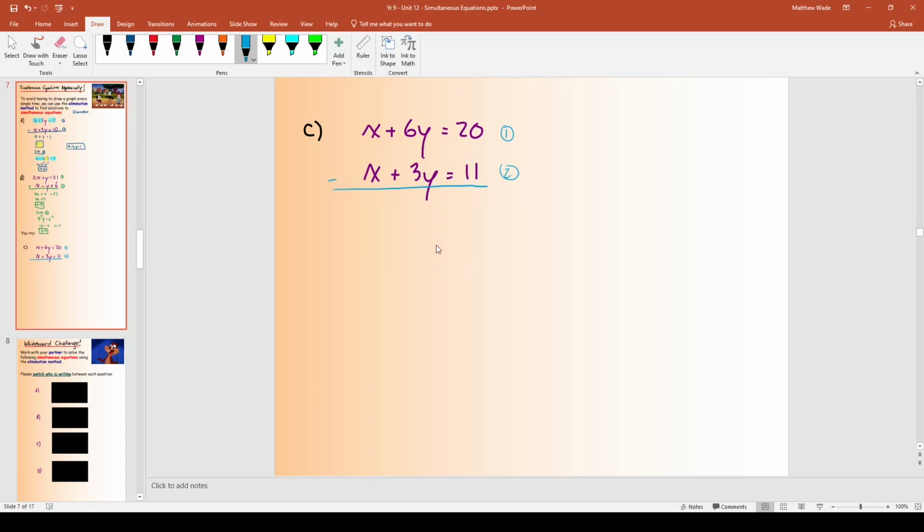Well, I hope you chose subtract, because you would have spotted that if you did x take away x, the x's go away, and that's why you would have picked subtract, because that's the one that gets rid of the x's. So x take away x, well, that's 0. And check this one out. 6y take positive 3y. Okay, take positive is the same as minus, so it would have just been 6y take away 3y, which is 3y, positive 3y. Cool. 20 take 11 is 9. So 3y equals 9. So y equals 3.